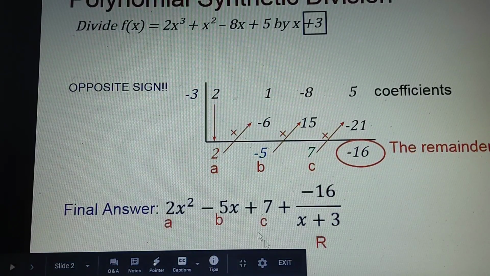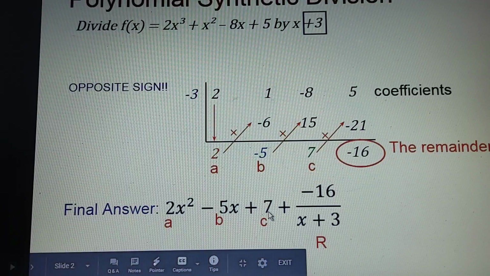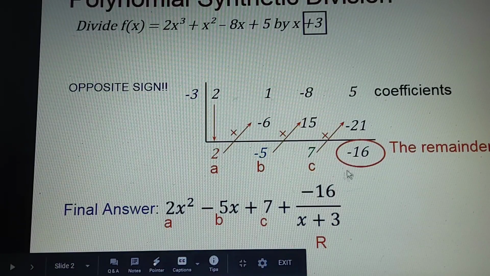So this is what it's going to look like. I took my 2, attached it to an x squared, took my b, or my negative 5, attached it to an x, took my 7, that's my constant, and then put a plus, and then I take my remainder, write it on top, and underneath, I put what we were dividing by, the whole x plus 3. So this is your final answer.